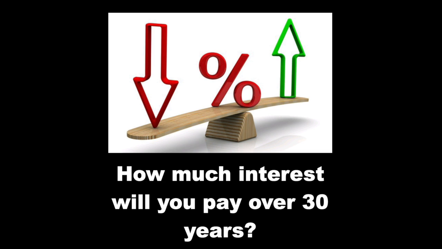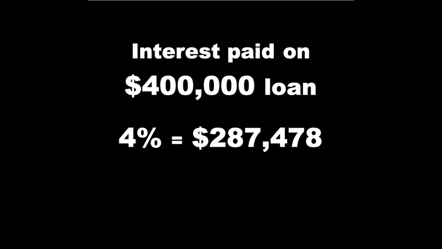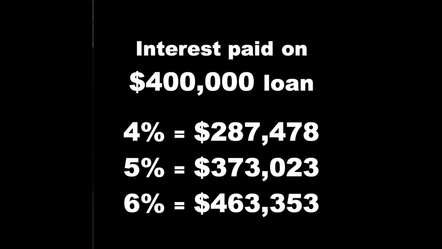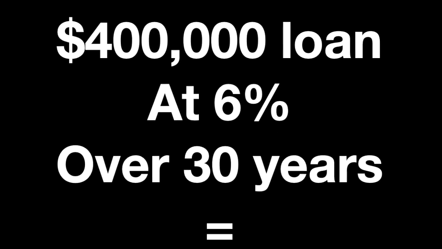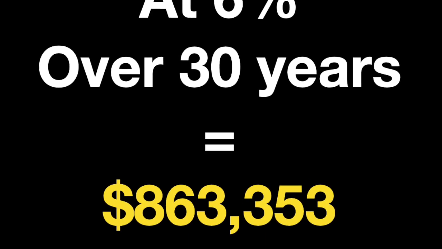Using the same example of a $400,000 loan at 4% interest rate, you will pay over $287,000 extra to the bank over the 30 years. At 5%, you'll pay an additional $373,000, and at 6% interest rate, you'll be paying an extra $463,000 to the lender beyond your original $400,000 loan. This means at 6% interest rate, you'll pay a total of $863,000 over the 30-year loan.